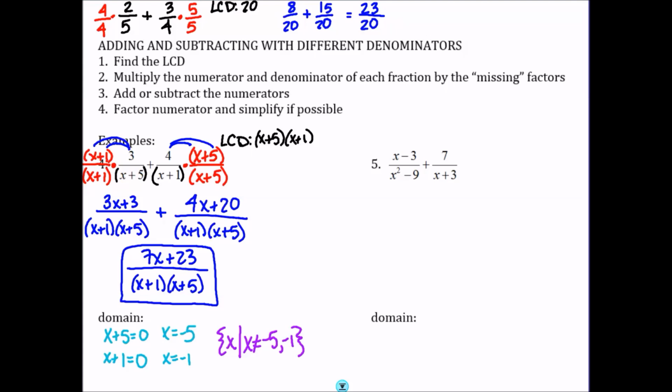But to start with, go ahead and write everything out to make sure that you remember to distribute in the numerator and that you get all of the factors correct. Let's take a look at the next problem.